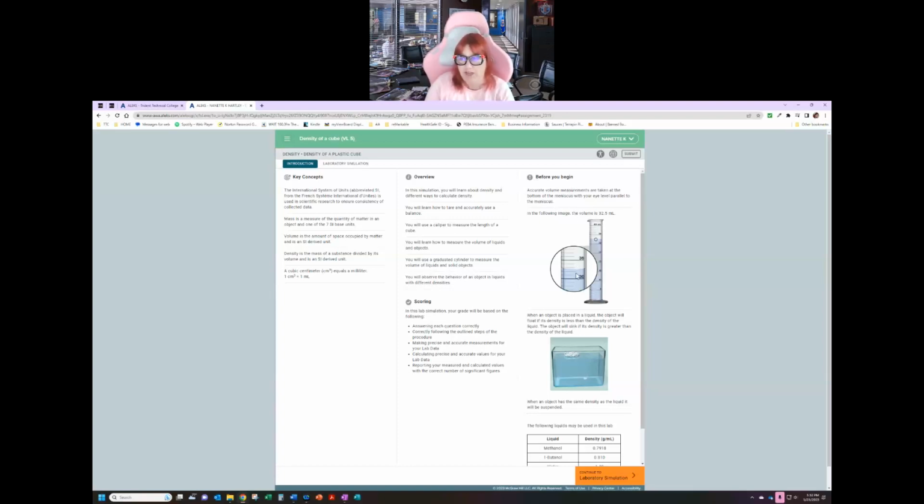Accurate volume measurements are taken at the bottom of the meniscus with your eye level parallel to the meniscus. Now, you should already know this based on the labs that we've done before this, but you need to make sure that you're using that glassware appropriately so that you're getting the right value. It's always the bottom of the meniscus, so this lowest part right here, and that's where we take the reading.